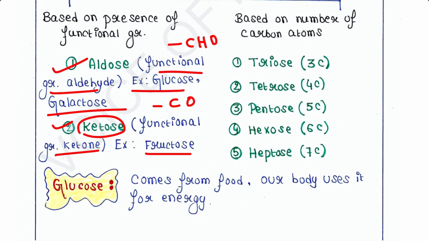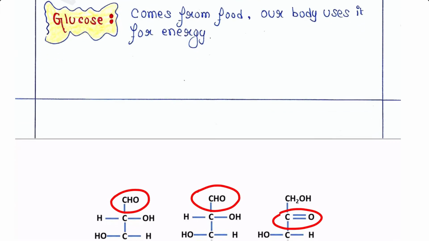Based on number of carbon atoms, monosaccharides are divided into different categories such as triose, 3 carbon compounds, tetrose, 4 carbon compounds, pentose, 5 carbon compounds, hexose, 6 carbon compounds, heptose, 7 carbon compounds. So we will see their structures now.